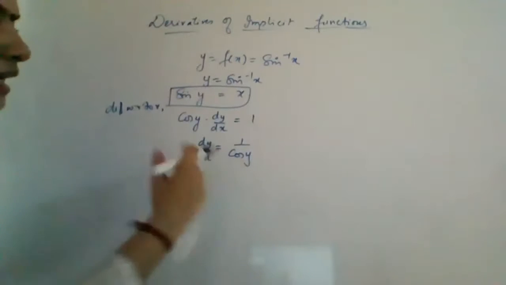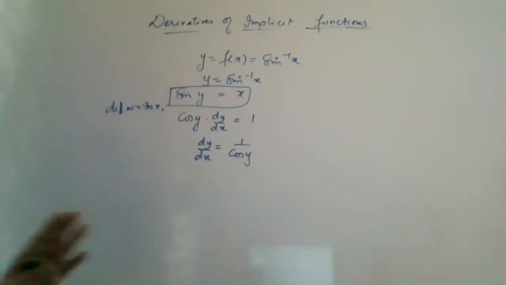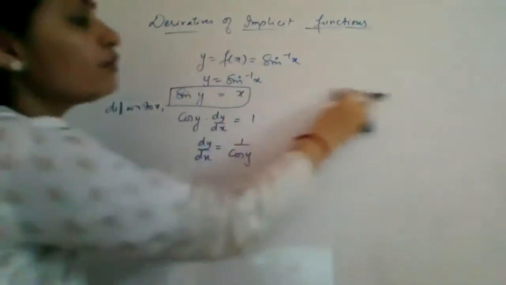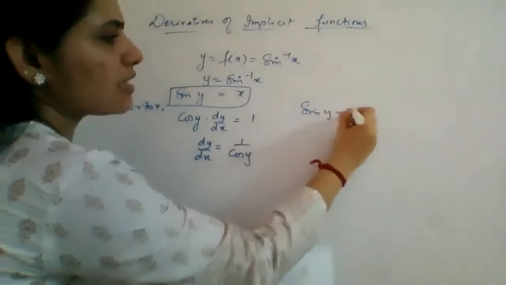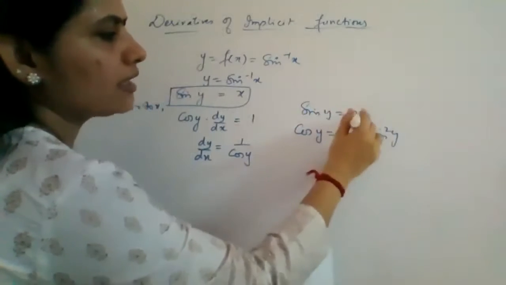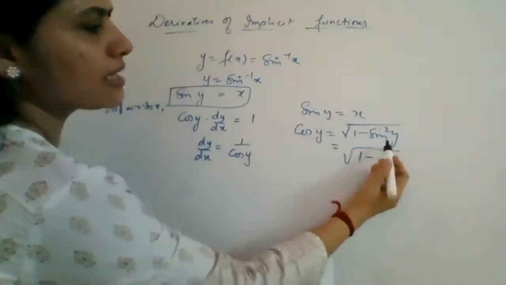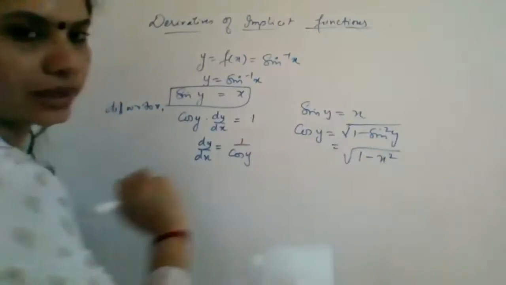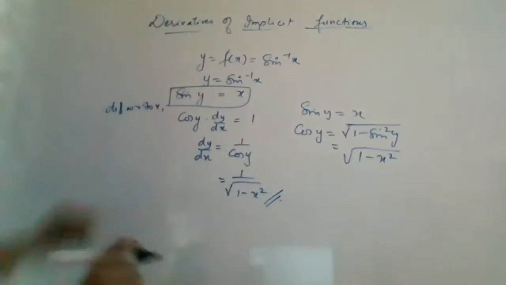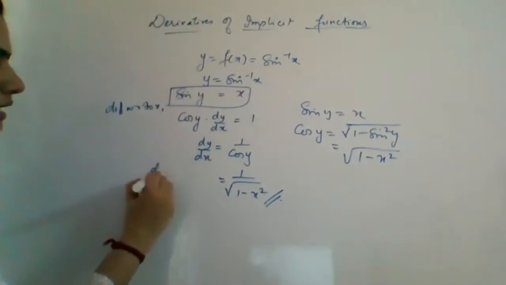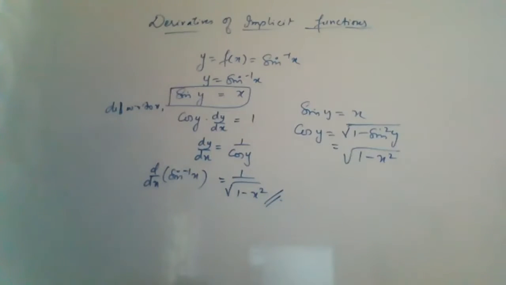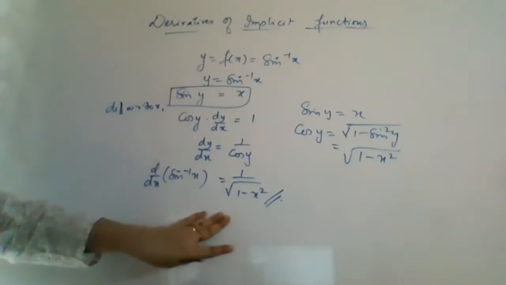And how can we relate the two? If sine y equals x, how will you find cos y? Sine y is x, so cos y is related to sine y as root of 1 minus sine square y, correct? So we are just replacing sine y with x, so we get root of 1 minus x square. So your answer becomes 1 by root of 1 minus x square. The derivative of sine inverse x, d by dx of sine inverse x, is 1 by root of 1 minus x square. This is clear?